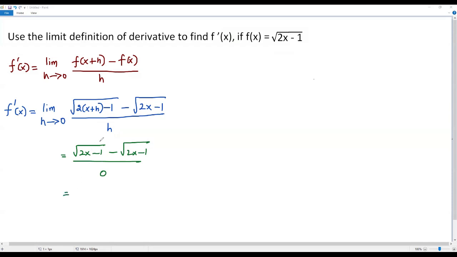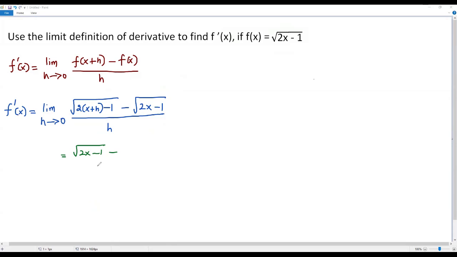Okay, so here I subtract the two equal terms, the square root of 2x minus 1 minus the square root of 2x minus 1, so it will become 0. So I get 0 over 0 when I plug in the limit 0 for h into this function. Whenever I get 0 over 0, it is called indeterminate form. When I evaluate a limit, if I get indeterminate form, it's not a final answer. So we have to apply L'Hopital's rule in this step, otherwise we should try to simplify the function.